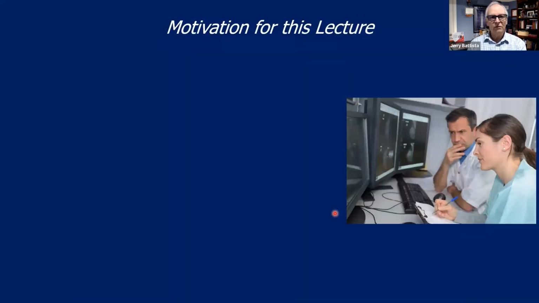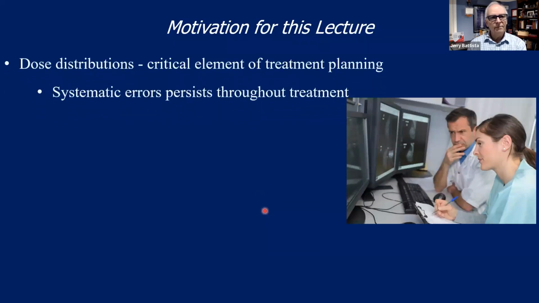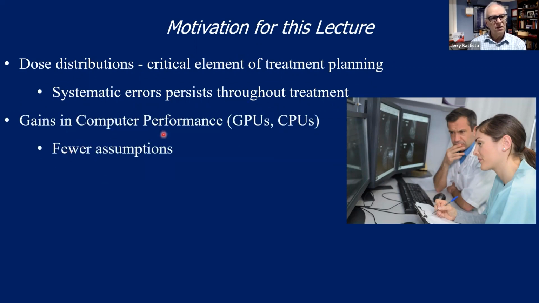So a bit of motivation for the lecture. Why are we discussing this? Well, one, dose distributions are a critical element of treatment planning. And if there are systematic errors in the dose prediction, remember that they will persist throughout the treatment course from beginning to end. Secondly, there have been major gains in computer performance with GPUs and CPUs, and that allows fewer assumptions to be made, but we've got to make sure those assumptions are okay.